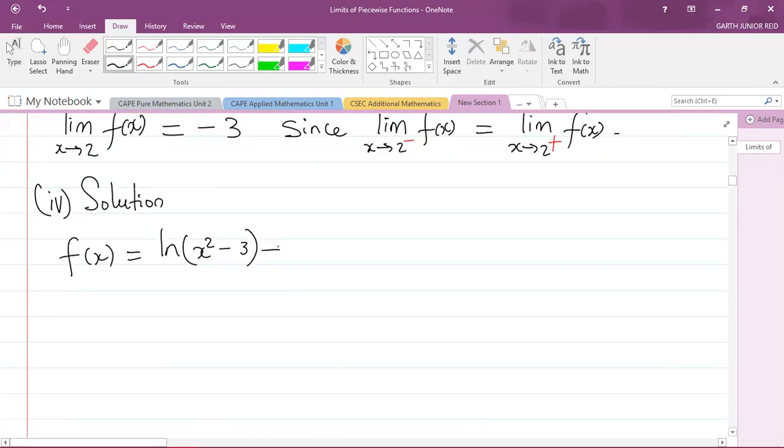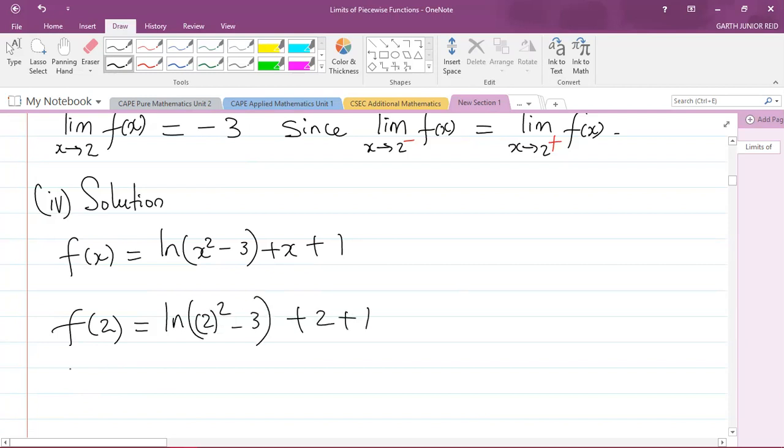So plus x plus 1. And I want to find f of 2. So we're using this function here because this is where the function is defined at x equals 2, from the piecewise function that we can tell. So we're going to substitute x as 2 into the function. So we'll get the ln of 2 squared minus 3 plus 2 plus 1.